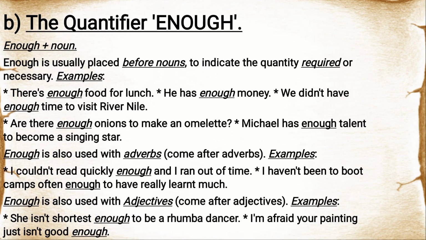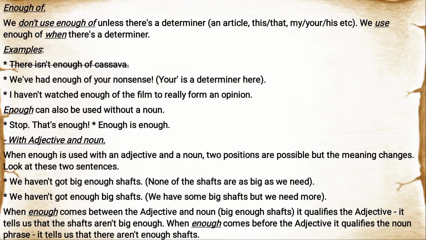I haven't been to boot camps often enough to have really learned much. Enough is also used with adjectives, and comes after adjectives. Examples: she isn't short enough to be a rumba dancer. I'm afraid your painting just isn't good enough. Enough of. We don't use enough of unless there's a determiner: an article, this/that, my/your/his etc. We use enough of when there's a determiner.